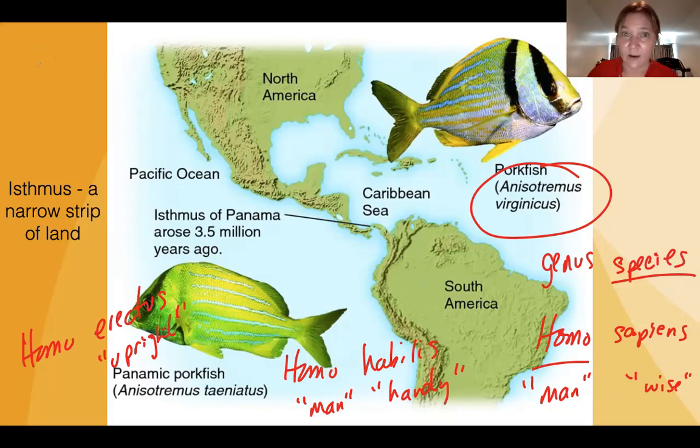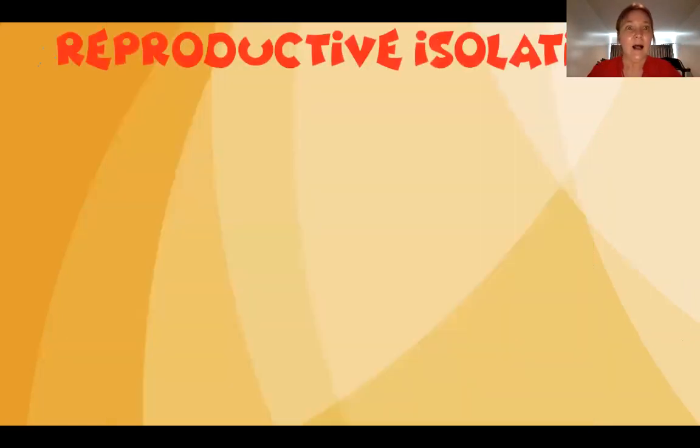Before Homo erectus, man didn't exist. We didn't have a human, because human is Homo. Before that, you had Australopithecus, which was another ancestor. Anyway. Okay, so then that's geographic isolation.